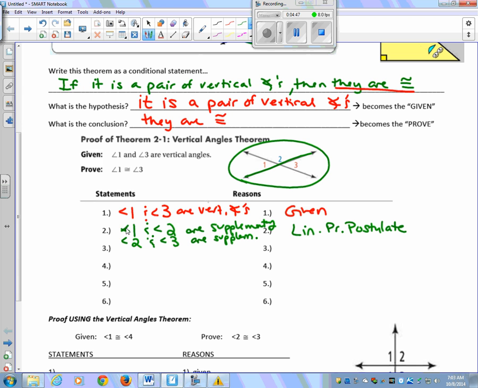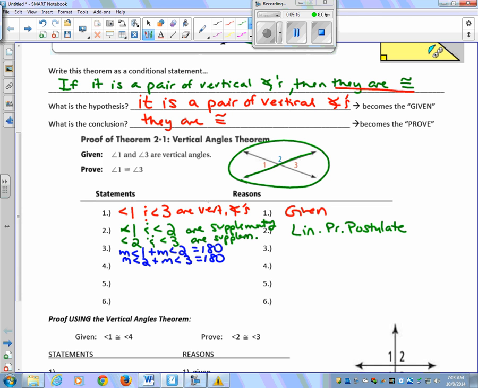Next, I'm going to say, all right, well, if 1 and 2 are supplementary, what can I say about them? Well, I know that supplementary means they add up to 180. So I'm going to say the measure of angle 1 plus the measure of angle 2 equals 180. And since 2 and 3 are supplementary as well, I'm going to say the measure of angle 2 plus the measure of angle 3 is 180 as well.